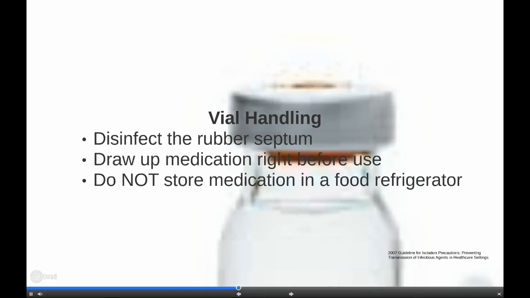Three vial handling reminders. Always disinfect the rubber septum of a medication vial with an alcohol pad prior to piercing it with the needle. Medication should be drawn out of the vial right before use. And if there are meds that need to be refrigerated, they must be stored in a clean fridge. No food storage of any kind is allowed in a medication fridge.